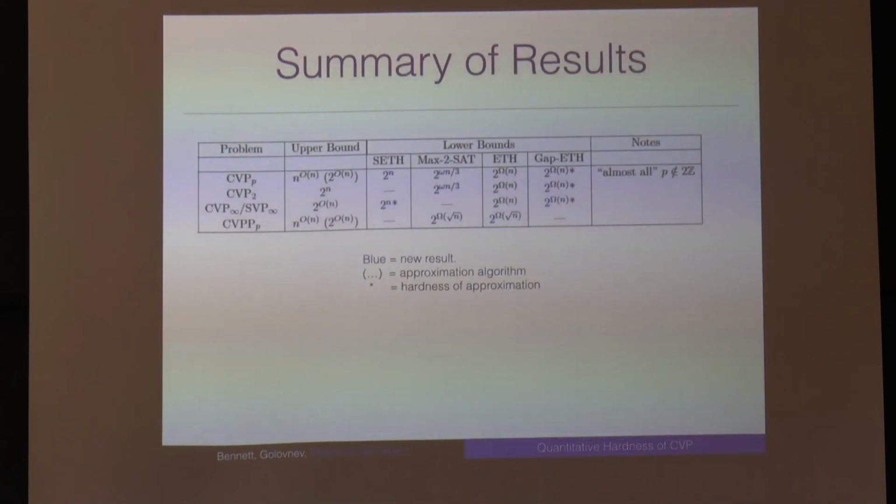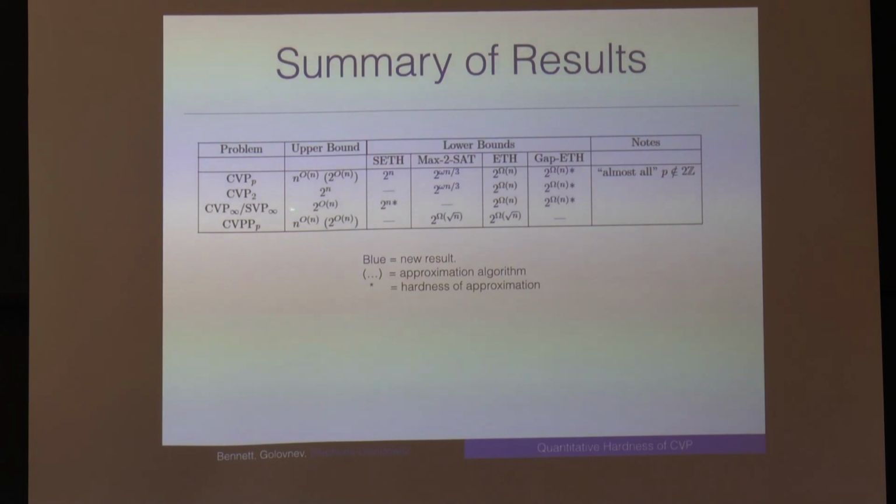Cool. So this is just our results summarized in table form. You can see for almost all p not equal to 2, we get this nice 2 to the n time lower bound, but the upper bound is not quite matching. It's n to the order n. In parentheses here I have constant factor approximation, and under Gap-ETH we get tightness ignoring the constant in the exponent. And under this much less reasonable assumption, max 2 sat, we get this 2 to the omega n over 3 lower bound.